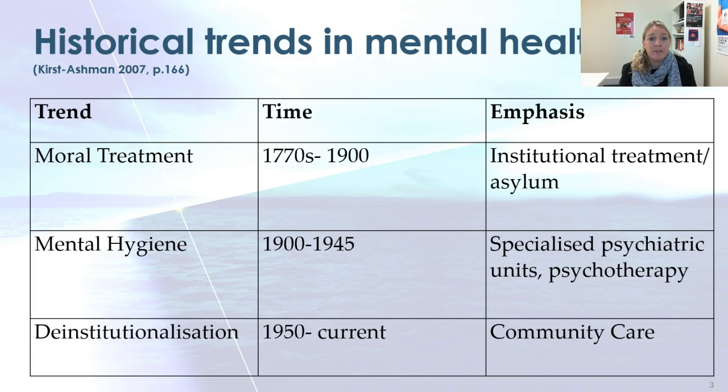for mental health illnesses. The third trend we're going to look at is from the 1950s to currently, and that's the era of deinstitutionalization. So no longer do we have those suffering from mental health illnesses locked up in asylums or being locked away. We see more of a community care model of approach to care.